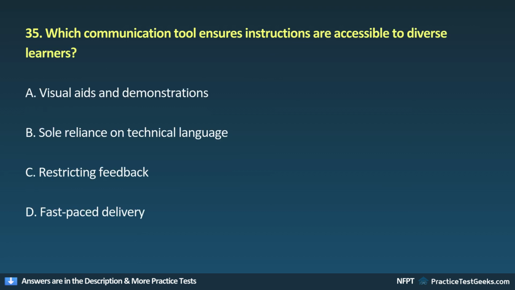35. Which communication tool ensures instructions are accessible to diverse learners? A. Visual aids and demonstrations. B. Sole reliance on technical language. C. Restricting feedback. D. Fast-paced delivery.